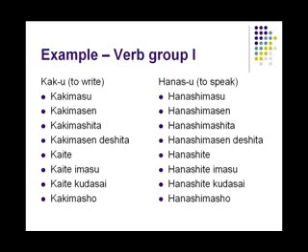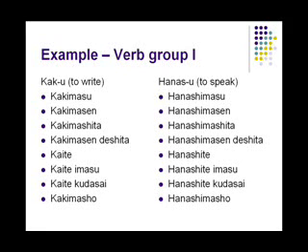Kakimasu means write or will write. It is the present tense and the future tense. We change the u to i and append masu. Kakimasen means do not write or will not write. It is the present negative or future negative. Kakimashita means wrote, the past tense. Kakimasen deshita means did not write, the past negative.